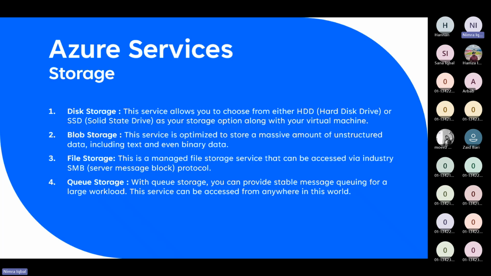And then next you have file storage, which is managed file storage and can be accessible via the SMB protocol, or the Server Message Block protocol. And now at the end, finally, the queue storage. With queue storage, you can provide durable message queuing for an extremely large workload, and the most important part is that this can be accessed from anywhere in the world.